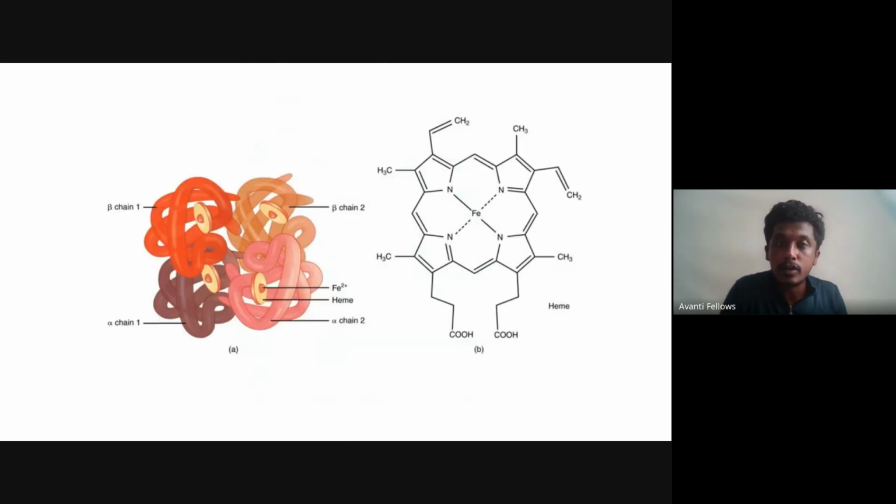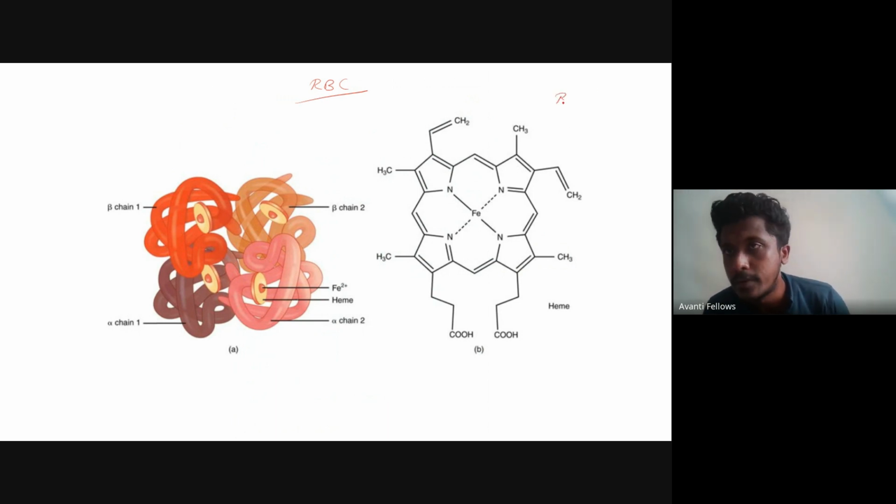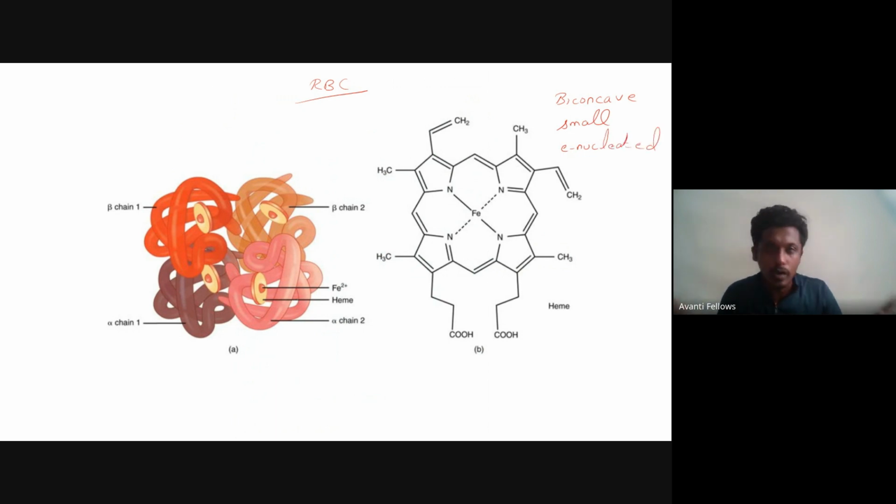Now, coming to the detailed understanding of how these cells function, we have to start from red blood cells again. Red blood cells are very, very special. Why? Because they are biconcave in shape, very small cells, and they are enucleated. Enucleated means first they had a nucleus, and now they don't have a nucleus. They are enucleated cells, and they have a special plasma membrane.